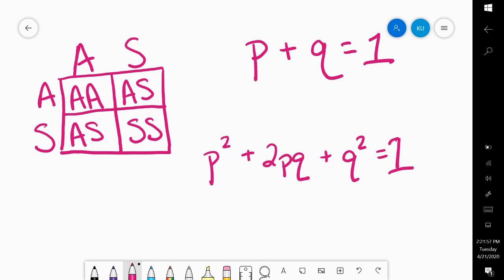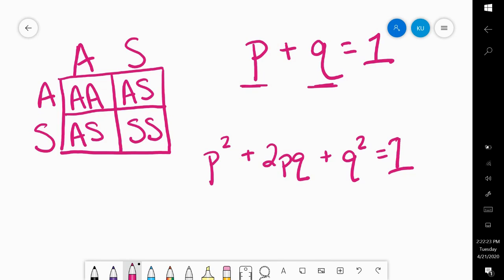So what does that actually mean? Well, the P represents the dominant allele. Okay, an allele is just one version of the trait. So in this case, the P represents the letter A, okay? The A for normal hemoglobin. And in this equation, it's saying P plus Q equals 1.